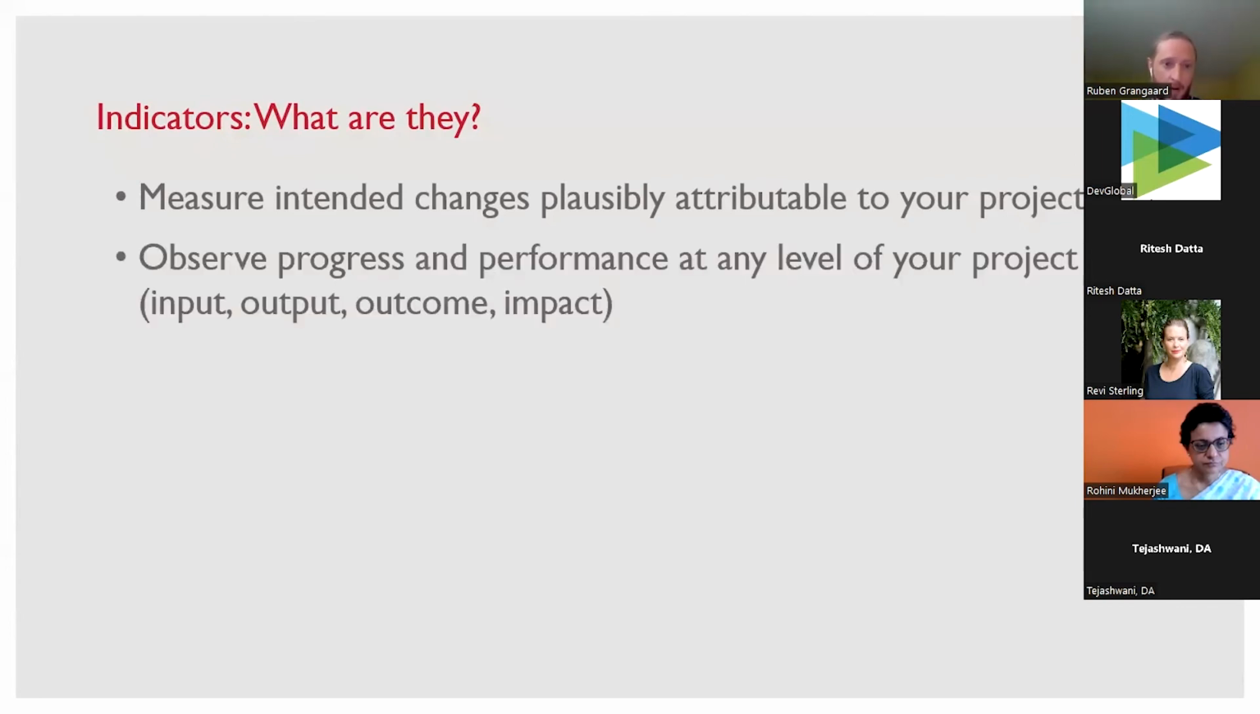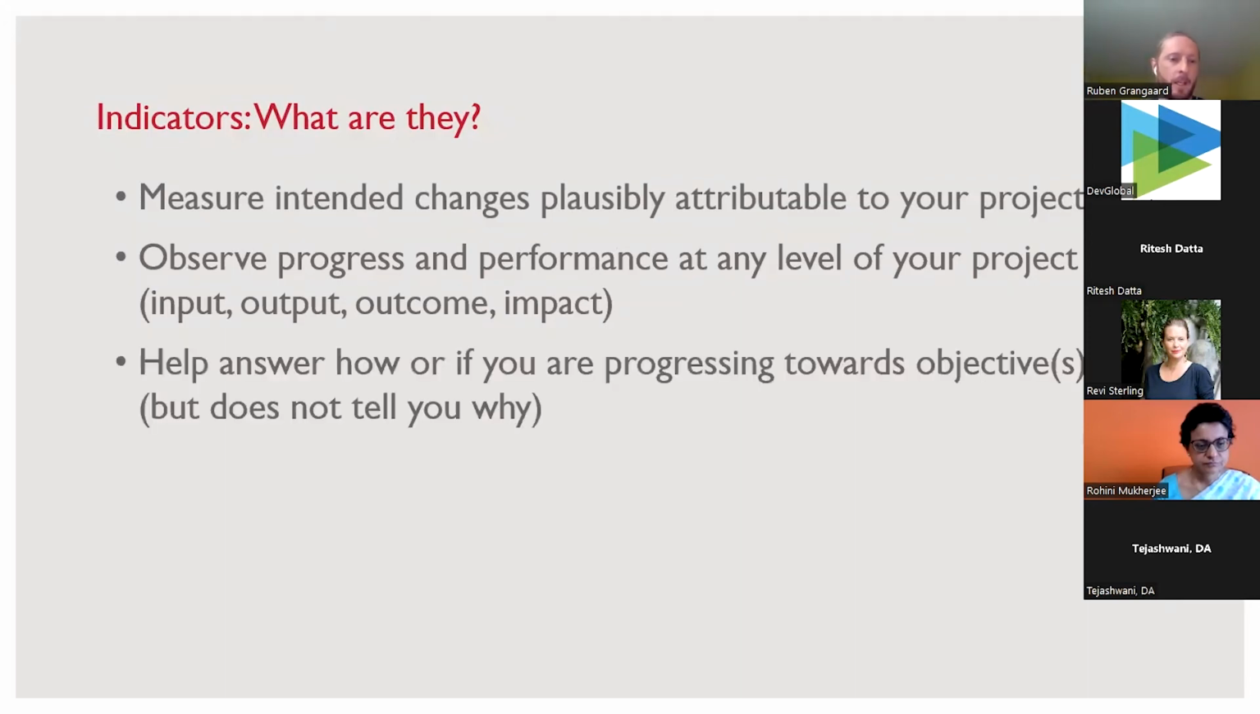It observes progress and performance at any level of your project. It helps answer how or if you're progressing towards objectives, but it doesn't tell you why. And I think that's really important to note here. An indicator is just telling you, did this happen or did it not, but doesn't tell you how or why you got there. And indicators are typically compared to baselines, that is research that happens before your program starts, and then to targets as well. And we're going to talk a little bit more about targets in a second.